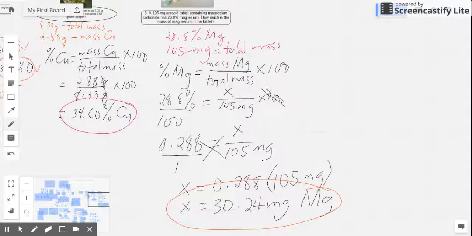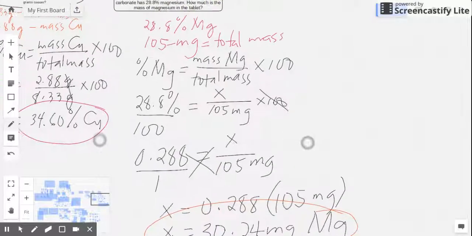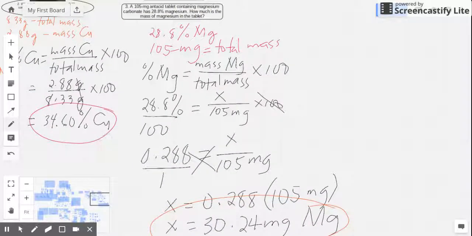So finally, we are able to get the answer from the problem of the antacid that contains 28.8% magnesium. Knowing the total mass of the tablet, we can just multiply them after dividing your percentage by 100 to the actual mass of your tablet or your sample. Then we get the mass of the component. So that's how you approach it if the problem will give you the percentage and the total mass.